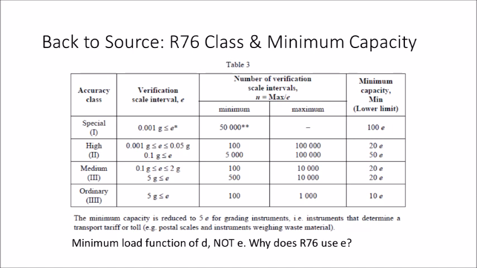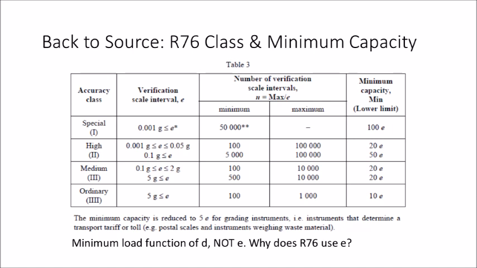But what's really important is, as I pointed out before, column 2 has to be verification scale interval E, which it is in R76. But now, when we go over and look at column 5, we see that minimum load is in E. But I just spent 2 minutes explaining that minimum load is a function of D. So what's going on? Well, to understand what R76 is doing, you have to look at the exceptions. The first one appears below the table.